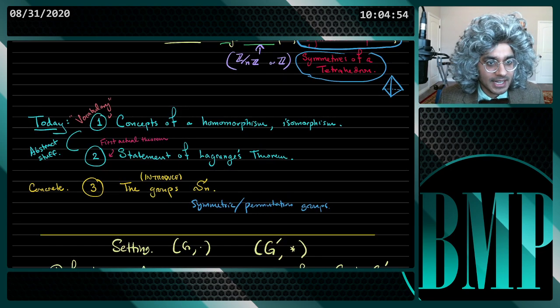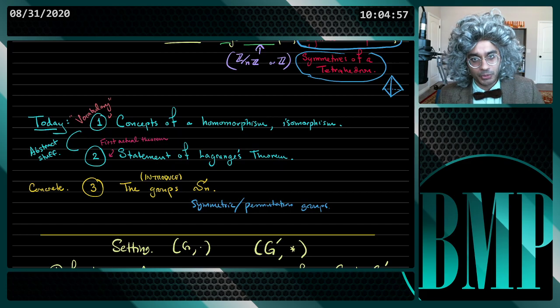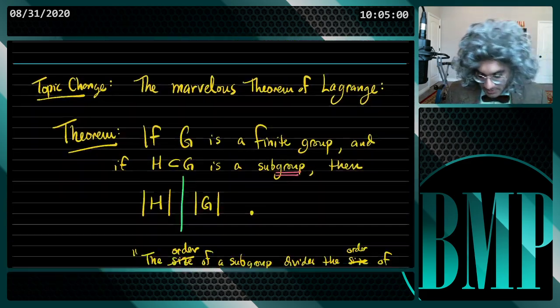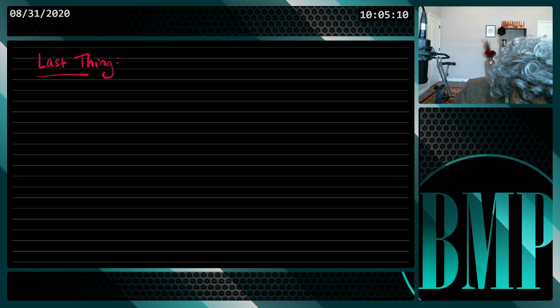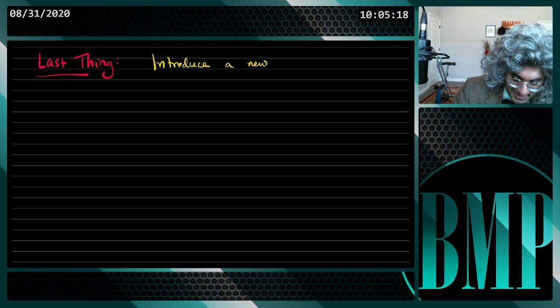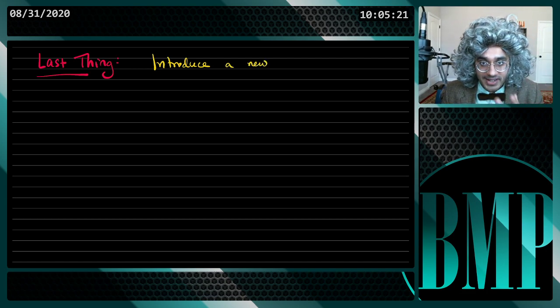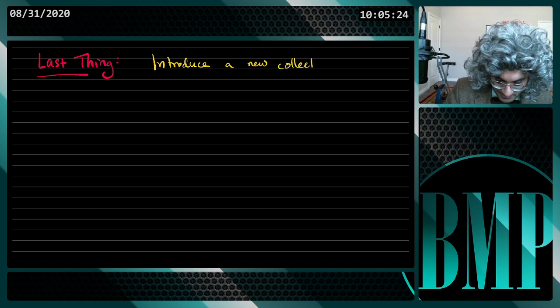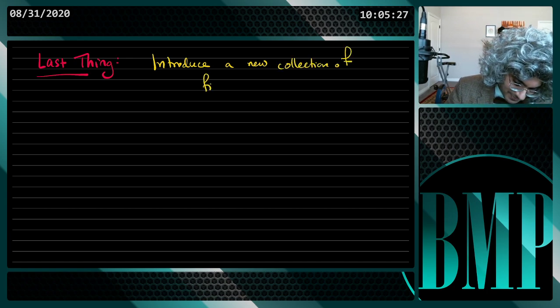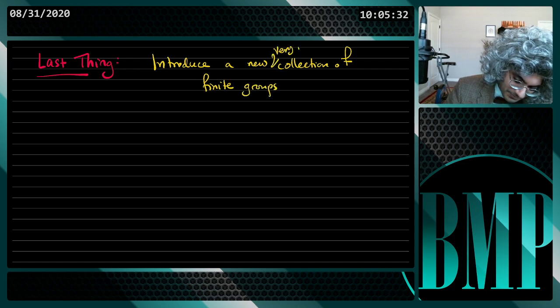Okay, so the last thing I want to do is introduce a new group that you haven't seen yet. Okay, that's the symmetric groups, the last topic today. Last thing for today is I want to introduce you to my friend, the permutation groups. A new collection of groups. They're all finite, okay? New, very important.